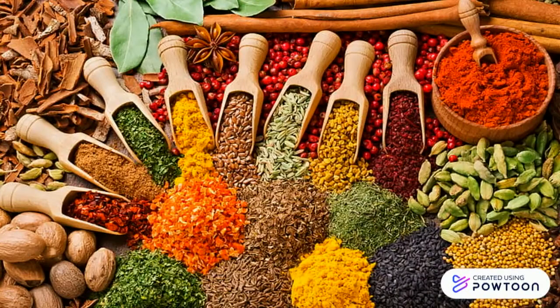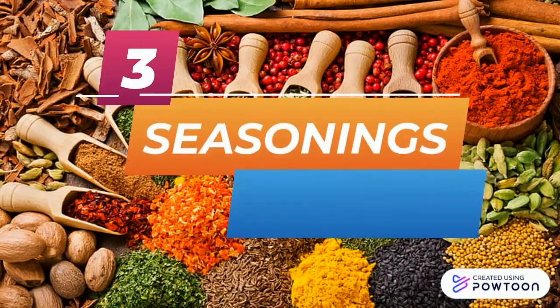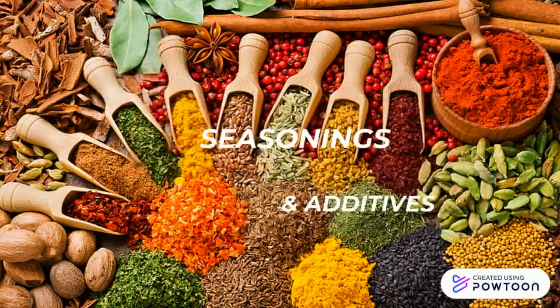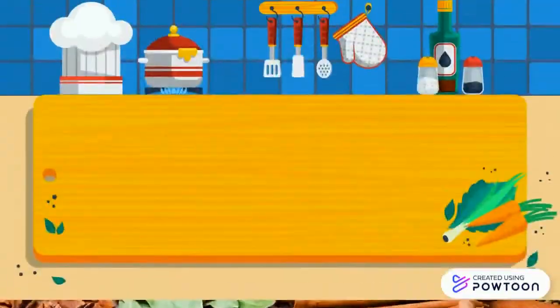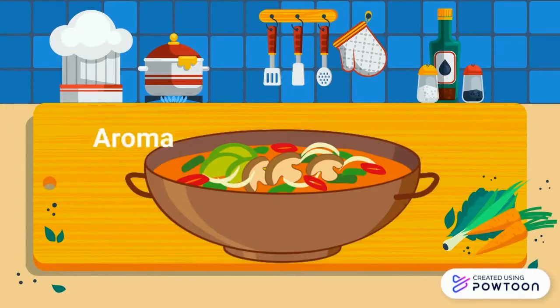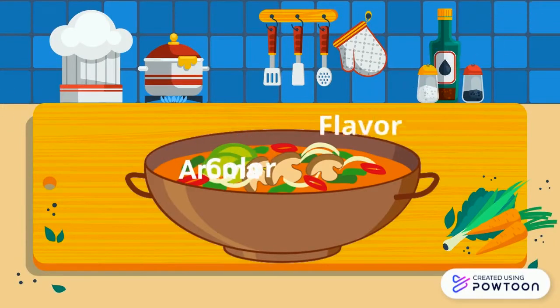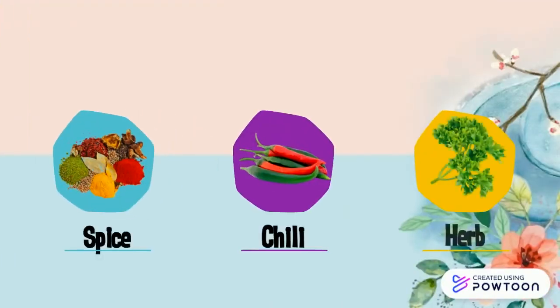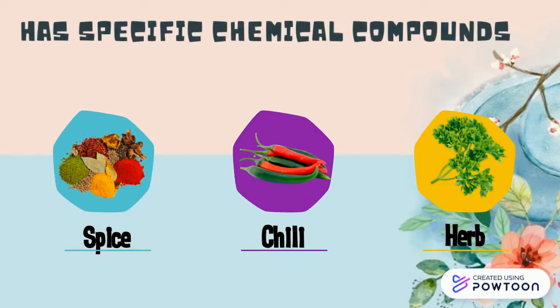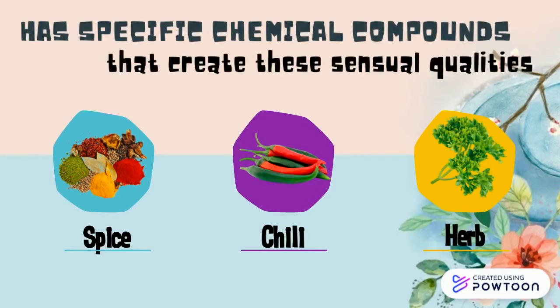For our final topic, we have food seasonings and additives. Food seasonings are additives added in small amounts to give food a distinctive flavor. They give aroma, color, flavor, and sometimes even texture to food. Each spice, chili, or herb has specific unique chemical compounds that create these sensual qualities.